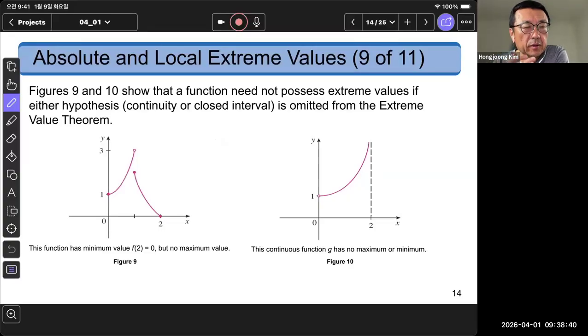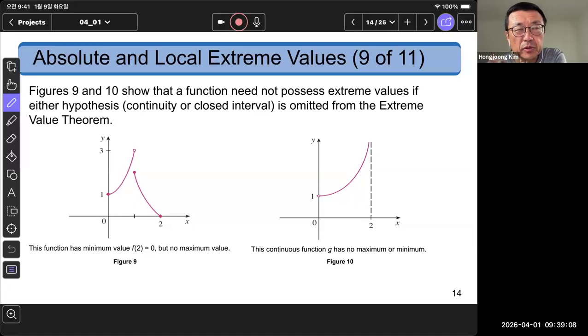And as I said, the previous theorem requires two conditions. Your function must be continuous, and that continuity is given on some closed interval. In that case, your function will always have the largest value and the smallest value. In other words, absolute maximum and absolute minimum will always exist.